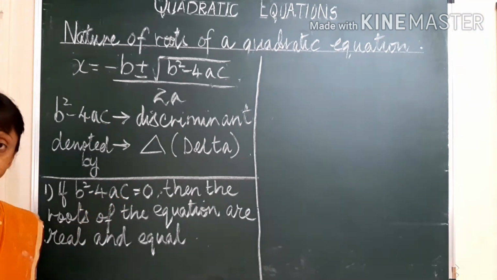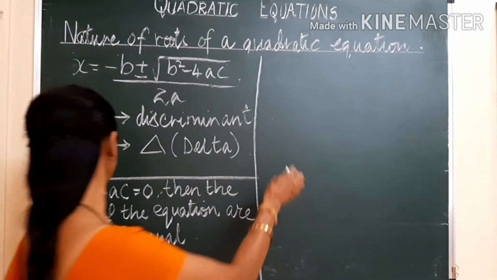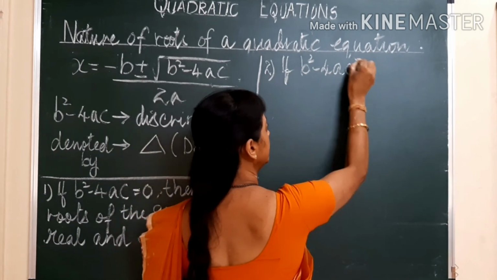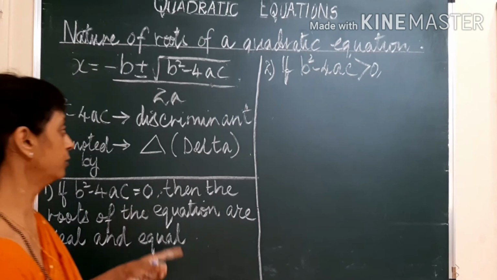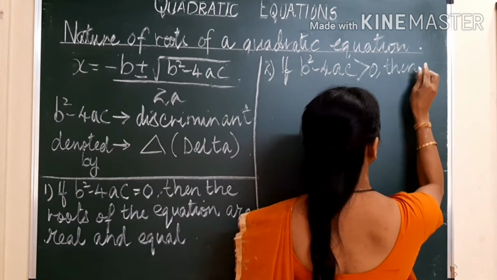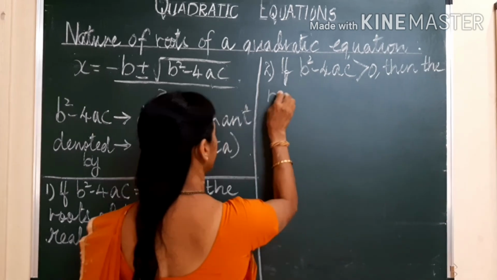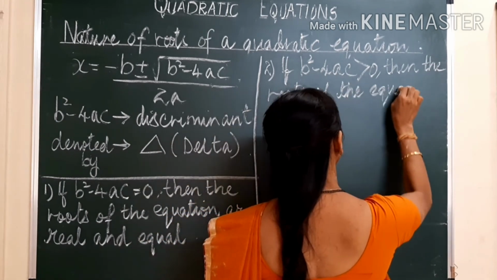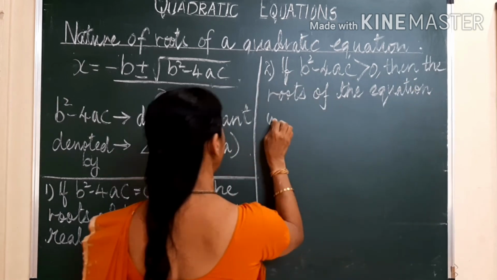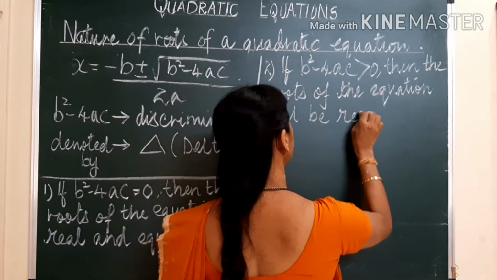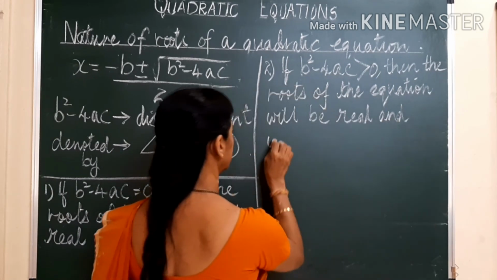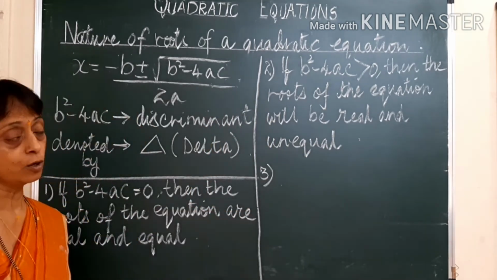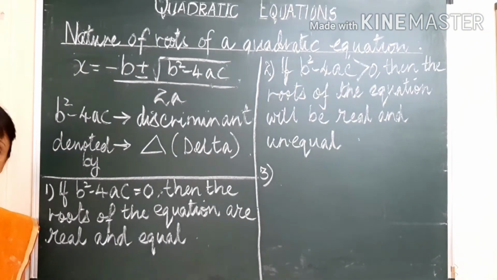Let's see the second case. If you get a positive answer, that means greater than 0, then if b square minus 4ac is greater than 0, the roots of the equation will be real and unequal.